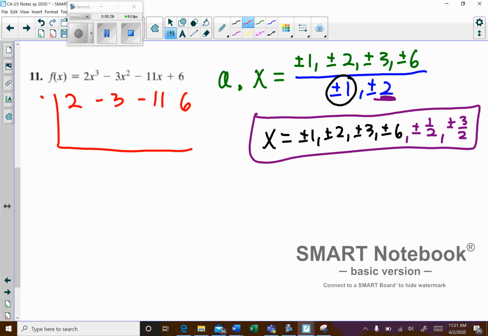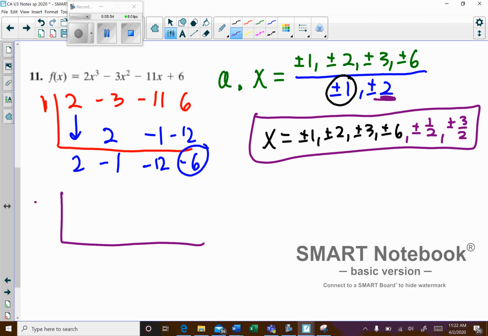So I'll start with a 1. So we'll drop the 2. 2 times 1 is 2. That adds to -1. -1 is -12. That gives us -12. That adds to -6. So my remainder was not 0. So that means, all that means is 1's not a solution. That's all it means. Just means I got to try something else.